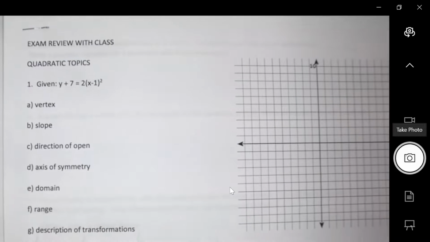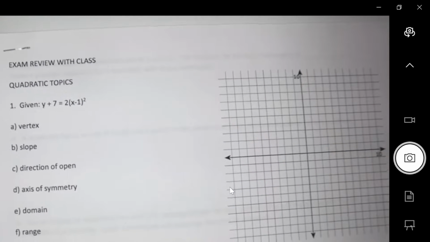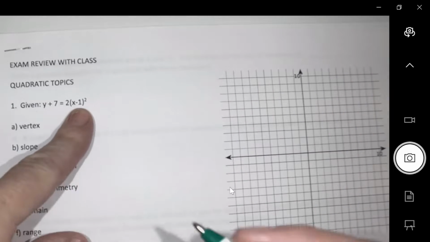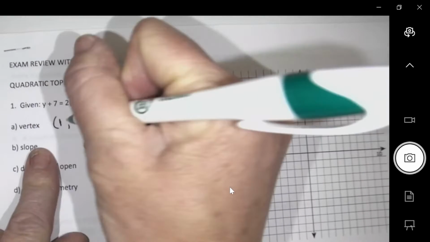Okay, going way back here. Probably forget this stuff. Okay, the vertex of this parabola is the opposite, +1, comma the opposite, so -7.